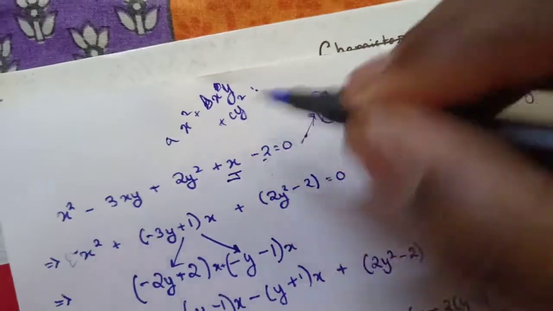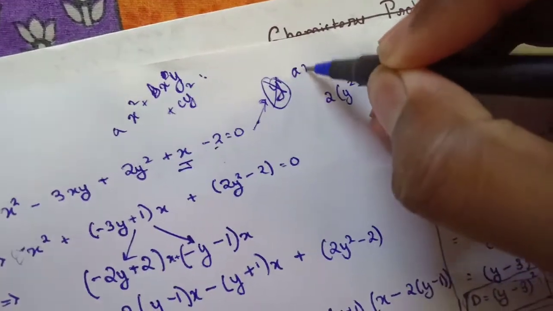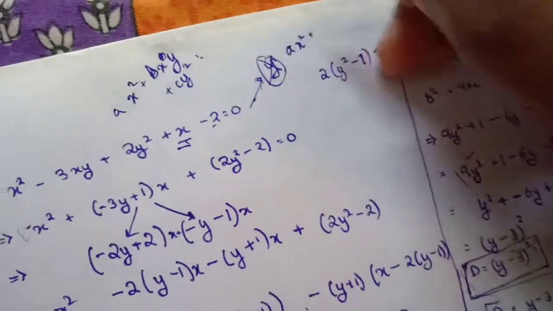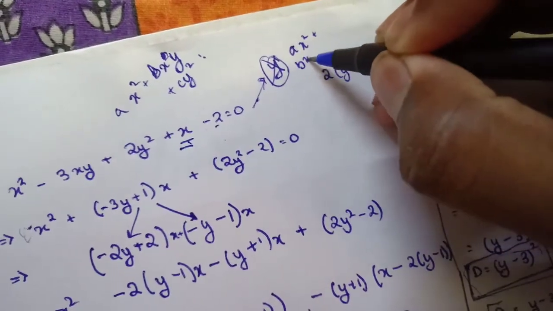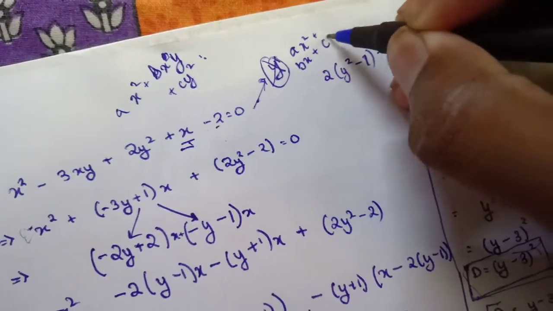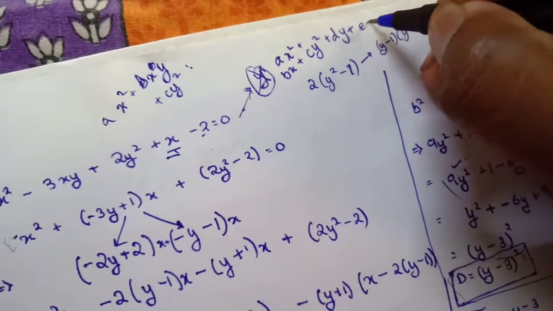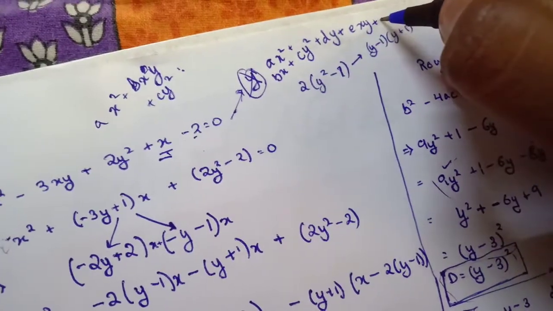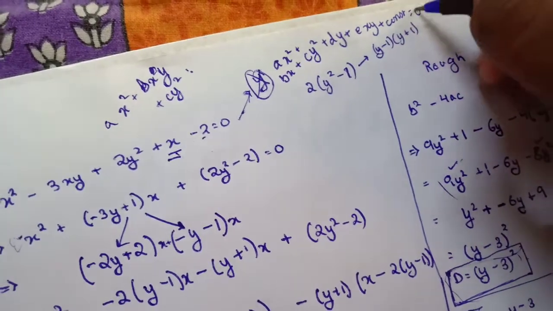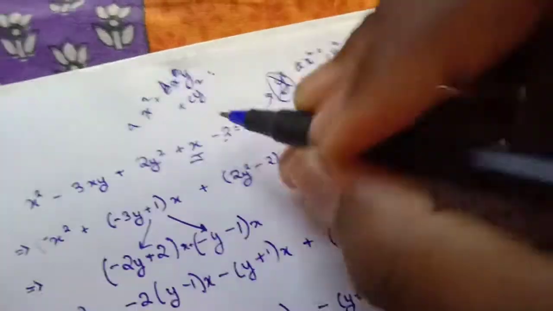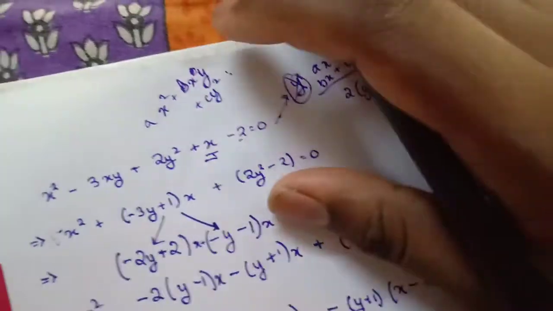So my method only works for these kinds of things: ax² + bx + cy² + dy + exy + some constant, equals 0. It only works for these. It doesn't work for this. So what will you do?